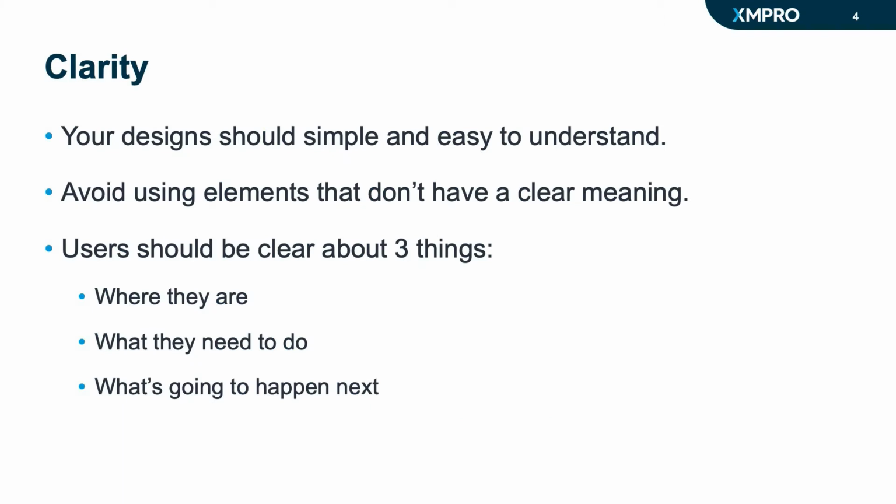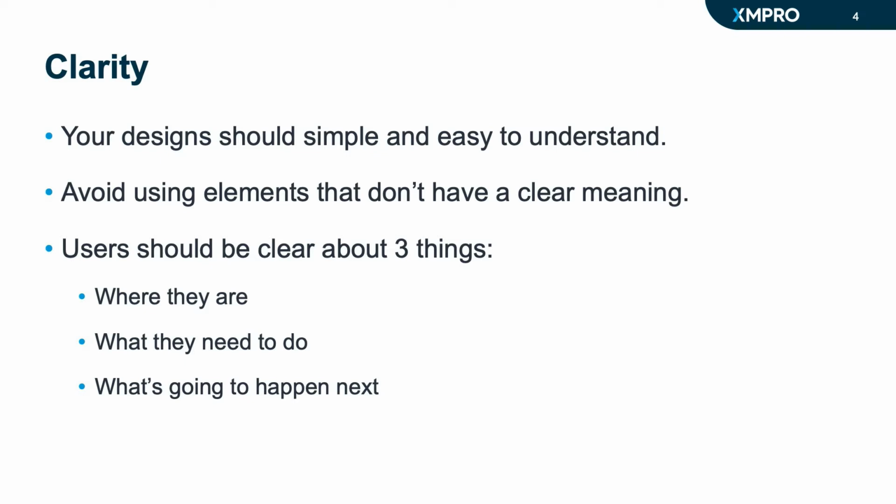Clarity. So clarity means your designs should be simple and easy to understand. There's a common saying that a confused mind says no. And when someone is confused by your interface, they're very likely to stop using it. You want to avoid using elements that don't have a clear meaning in your interface. When you create an interface, the user should always know 3 basic things.